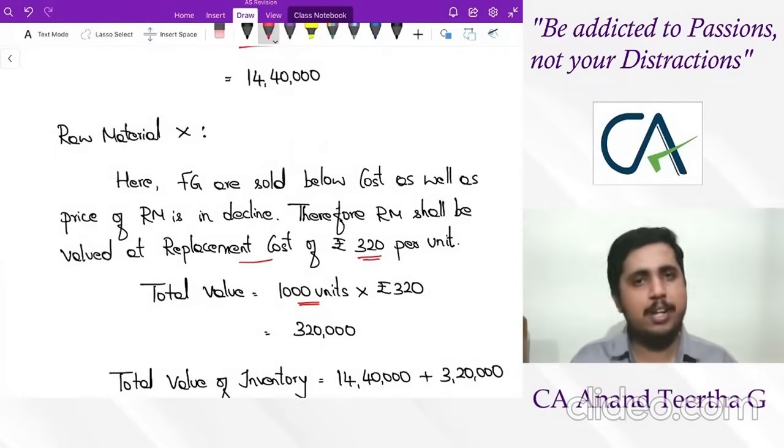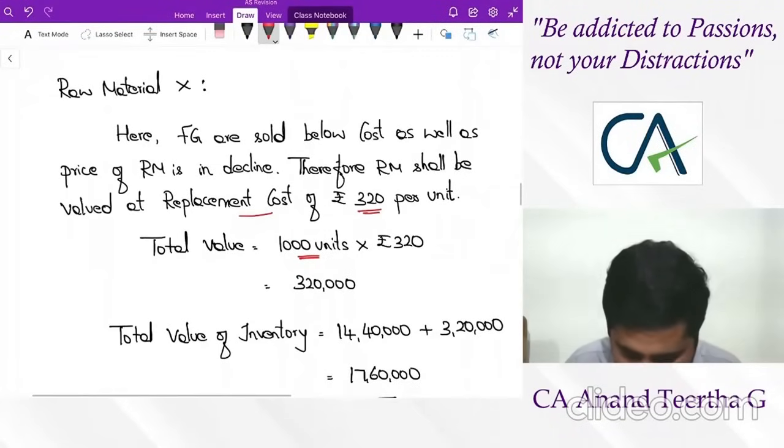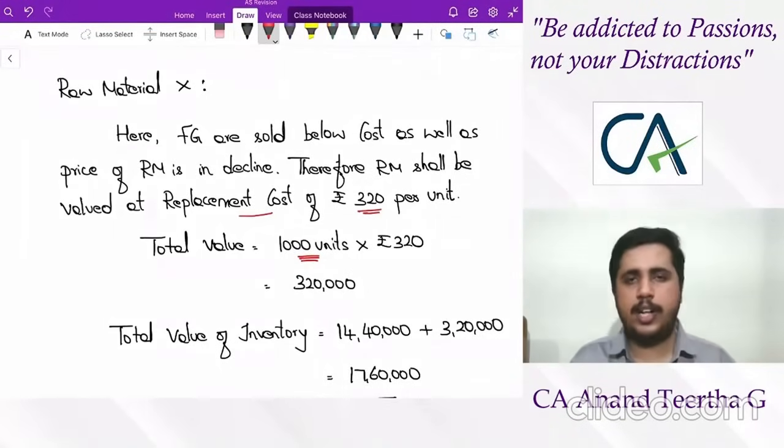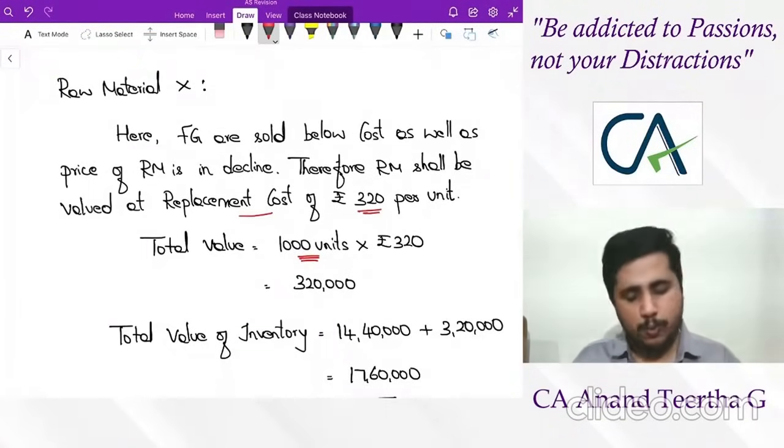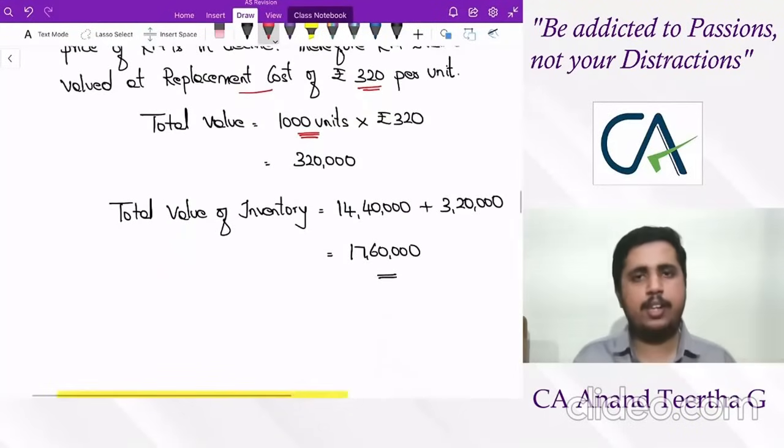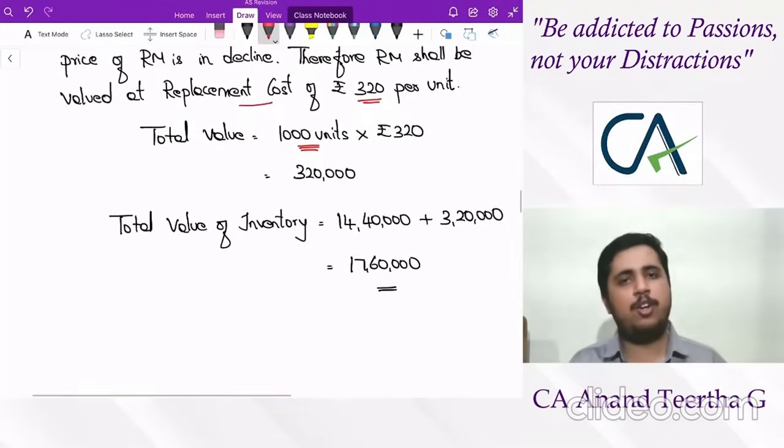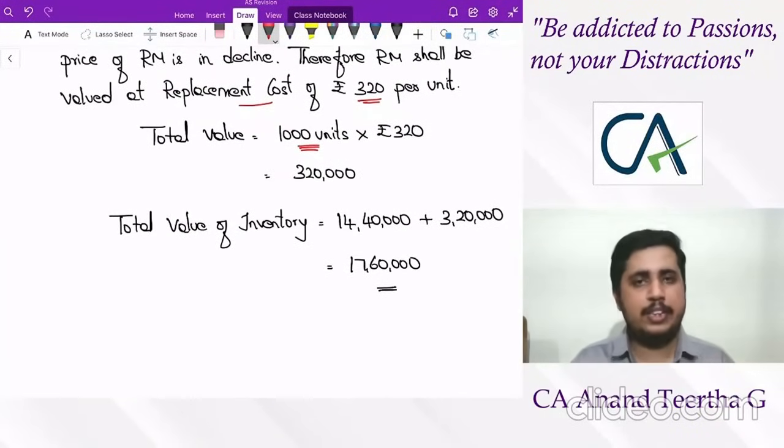Okay, reason being two conditions are satisfied. Multiply that with the number of units, 1000 units, you'll get total. Okay, so once that is done, take up the total, that will become your total value of inventory. So this is how you have to approach the question and get your suitable answers out of it.